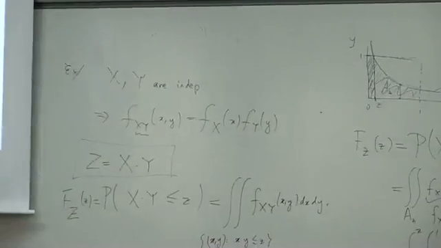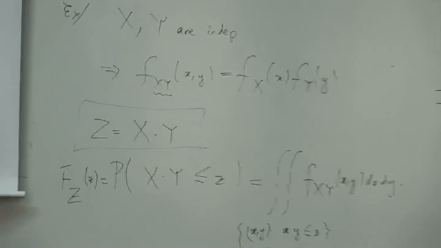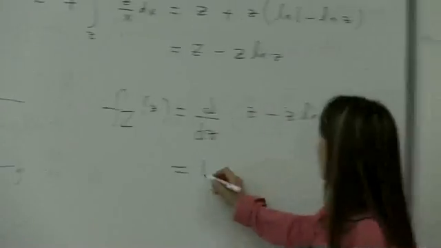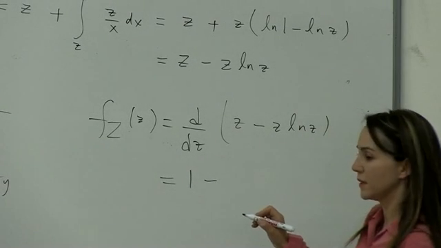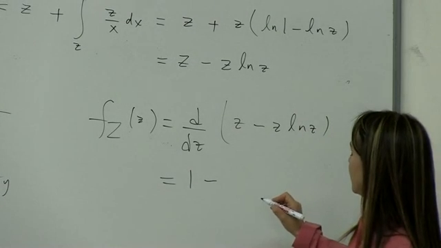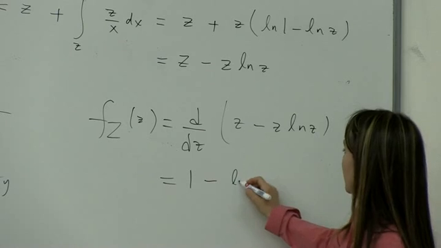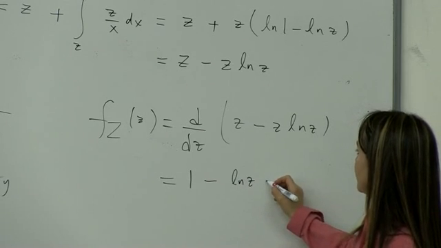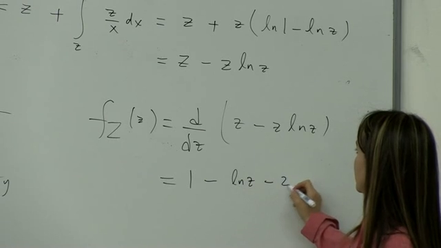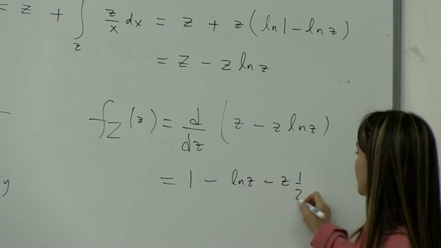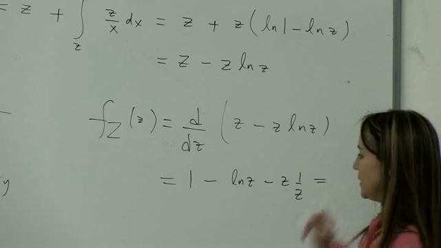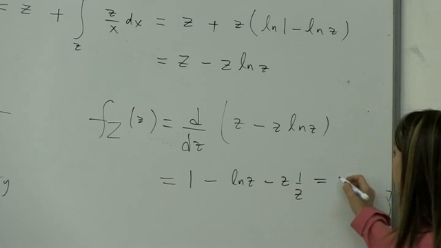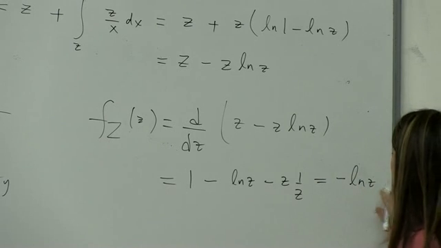Fz of z is the derivative of this, which is 1 minus ln z minus z times 1 over z. And what do we get? We simply get negative ln z.